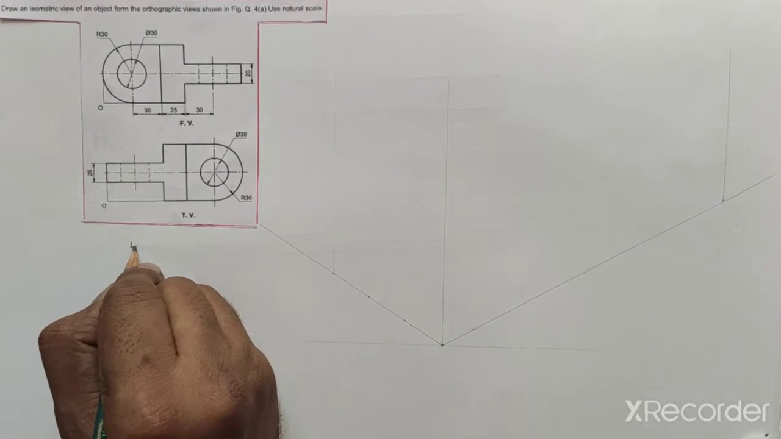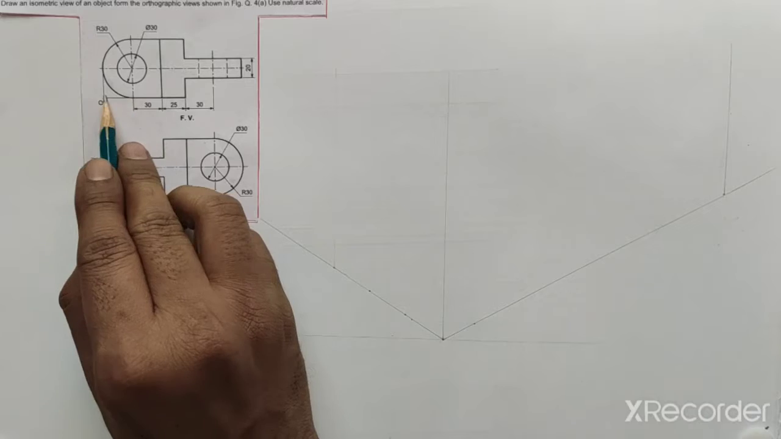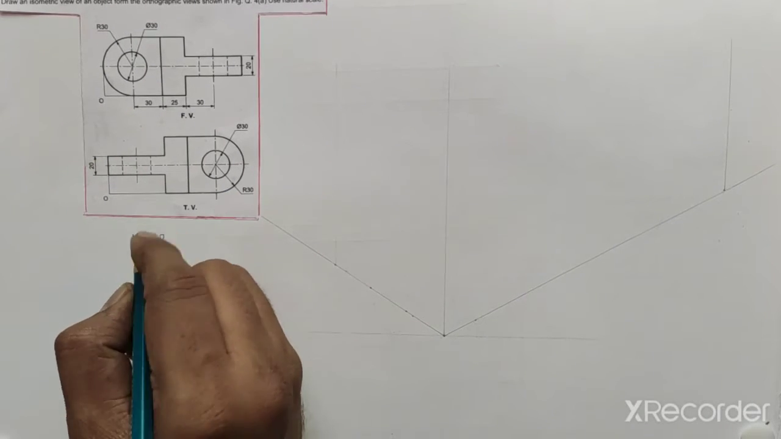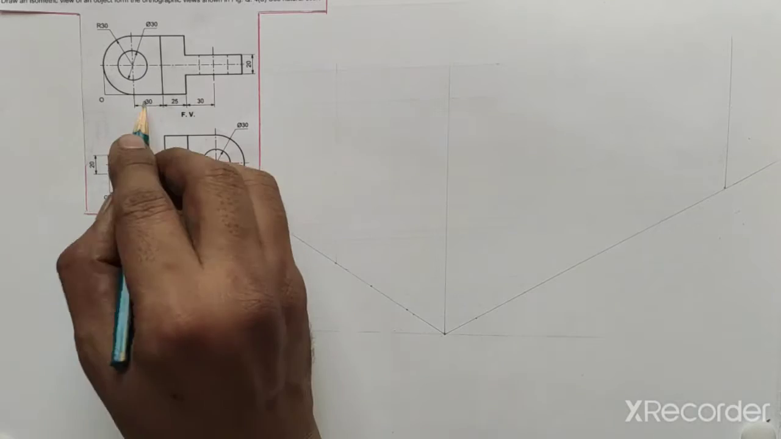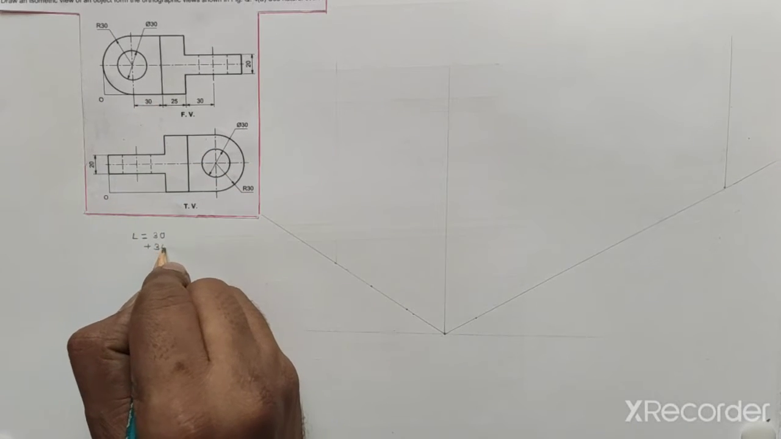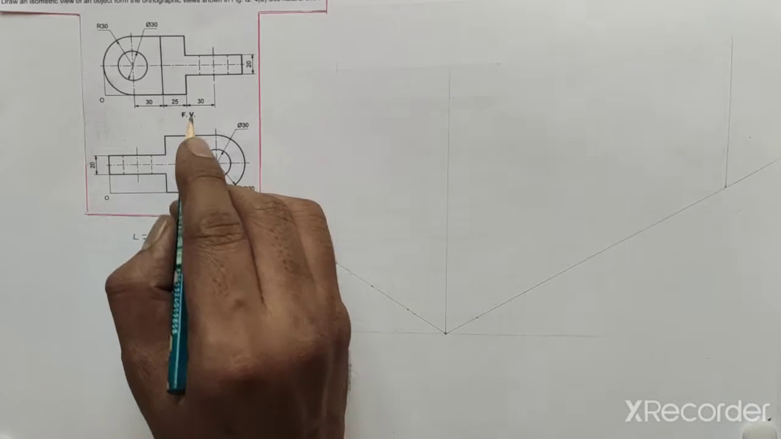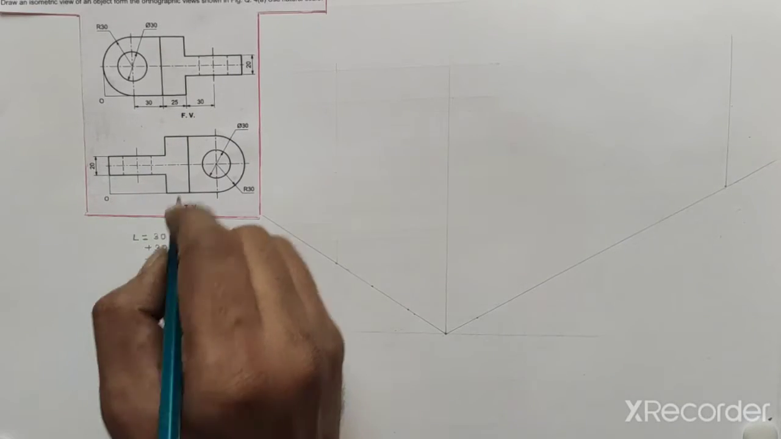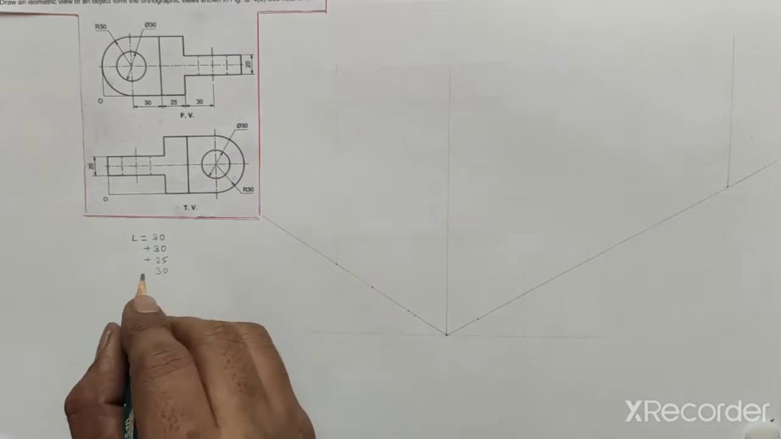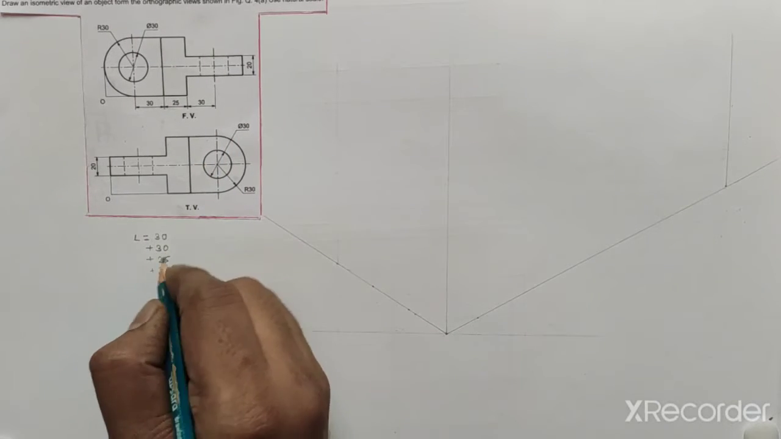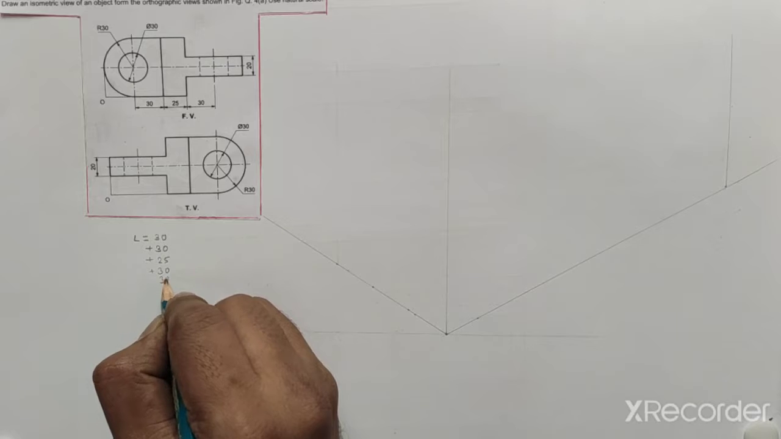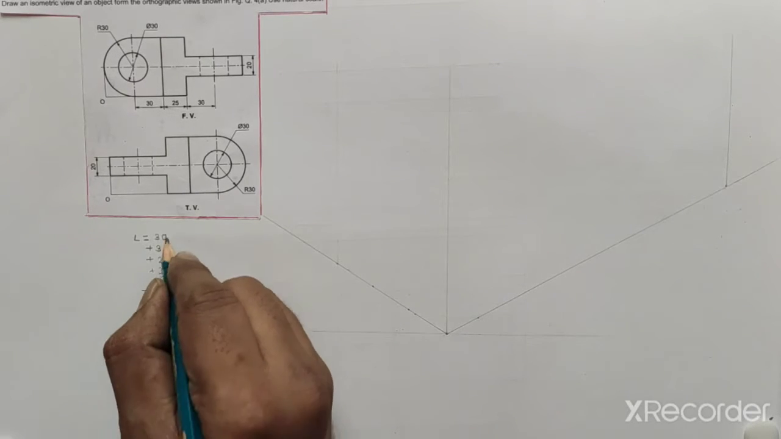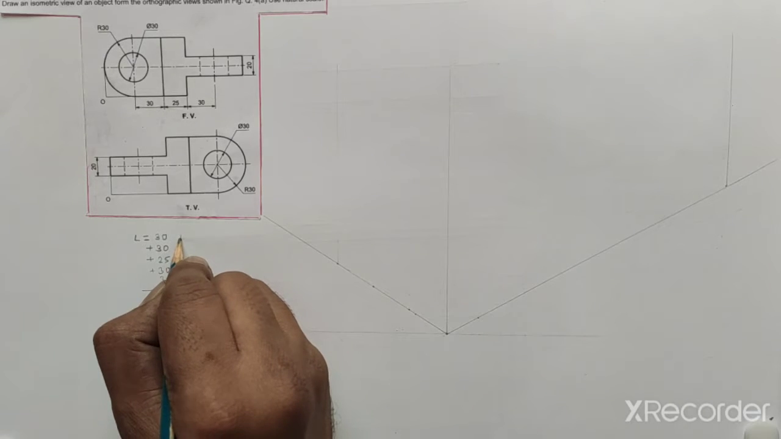First, the length of the object. The outer radius is 30 mm, plus this dimension, which is given as 30 mm, plus 25 mm, plus 30 mm, and the outer radius is again 30 mm. So 30 plus 30 is 60, 120, 145 mm is the total length of the object, 145 mm.